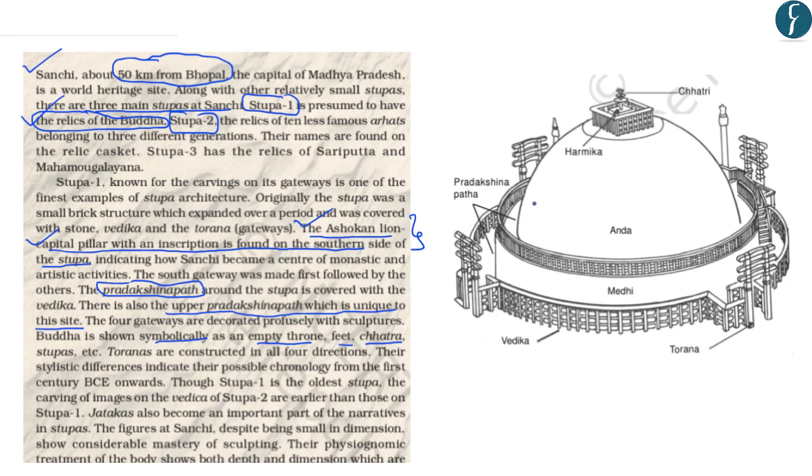Now, one unique feature of the Sanchi Stupa is that there are 2 Pradakshina Pathas which are present here. And it is the only and unique site which has an upper Pradakshina Patha or circumambulatory path along with the lower circumambulatory path.